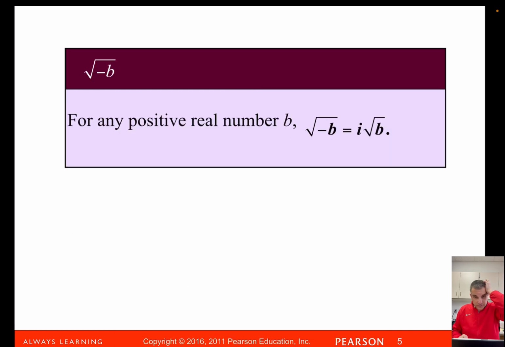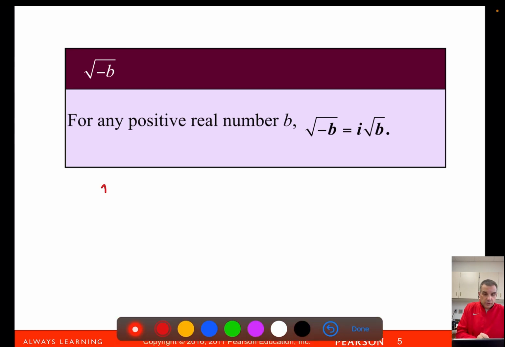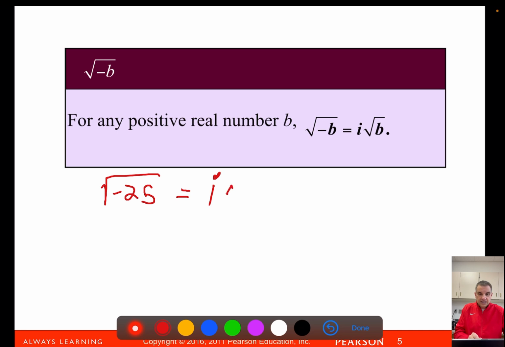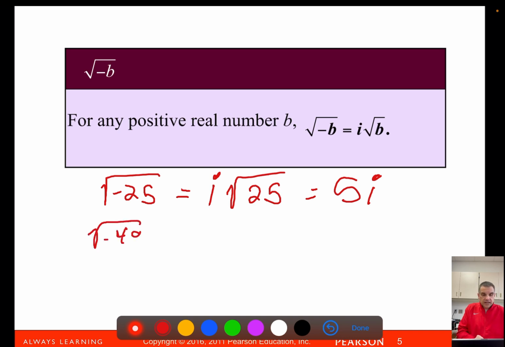So then we can say for any positive real number b, the square root of negative b is i times the square root of b. So if I have the square root of, say, negative 25, this is going to be the same thing as i times the square root of 25. Well, the square root of 25 is just 5, so we say the solution to that is 5i. Or if we have the square root of negative 49, that's i times the square root of 49, which is just 7i.